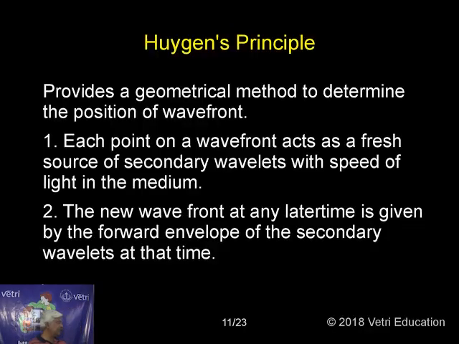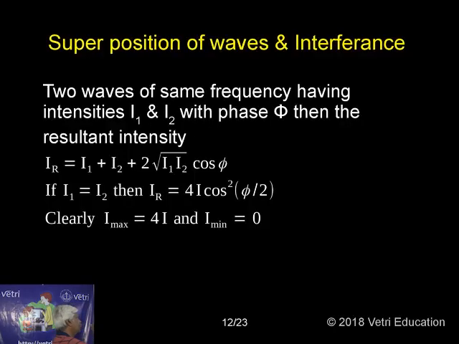The Huygens principle, which I just told you, provides a geometrical method to determine the position of a wavefront. Each point on a wavefront acts as a fresh source of secondary wavelets with the speed of light in the medium. The new wavefront at any later time is given by the forward envelope of the secondary wavelets at that time. So that means each and every wavefront acts as a new source for the corresponding wavefront. This principle is called Huygens principle.